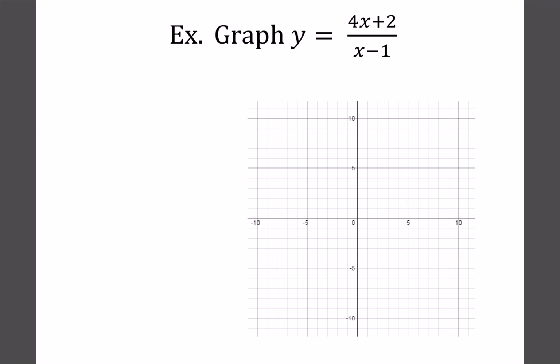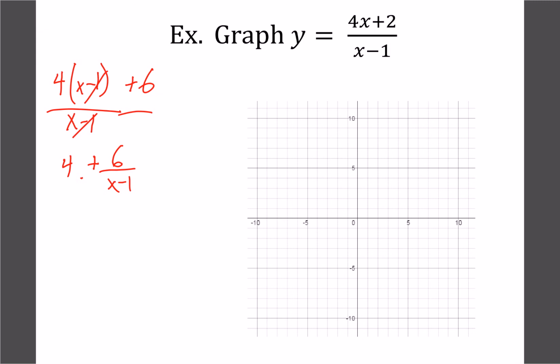So let's convert this one. We want to take that 4 out, and we want the top to be x minus 1. So 4 times x minus 1, if we FOIL that out, we'd have 4x minus 4. We want it to be plus 2, so that means we've got to add on a 6. So 4x minus 4 plus 6 would give us the plus 2. Now we can cancel those out. So we'd end up getting 4 plus 6 over x minus 1. And we can rewrite it the other direction if we want. And we're good to go.